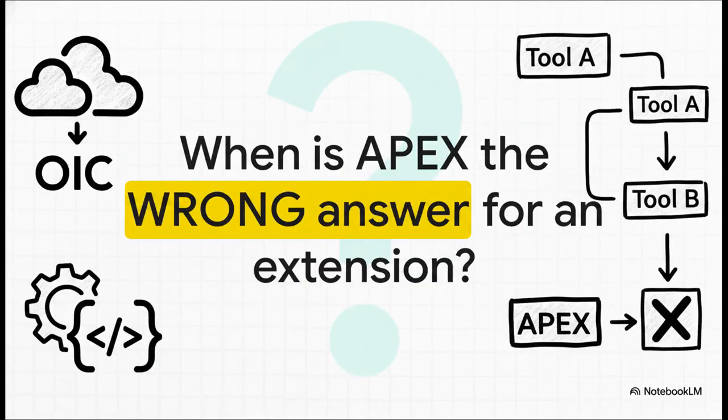But before we wrap up, I want to leave you with a bit of a provocative question to chew on, which we'll explore in the next part of this series. If Apex is this incredibly powerful for monitoring, when is it actually the wrong answer for an extension? The authors make a great point that honest guidance on when not to use a tool is often way more valuable than blind advocacy. Sometimes a pure OIC solution or VB Studio might actually be the better fit.